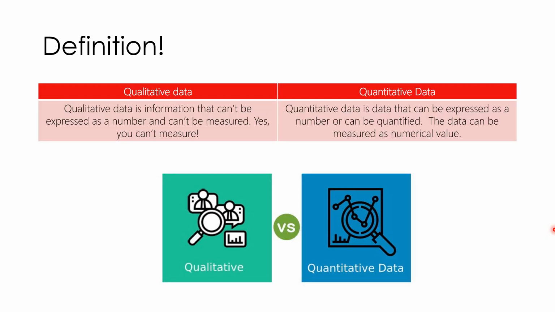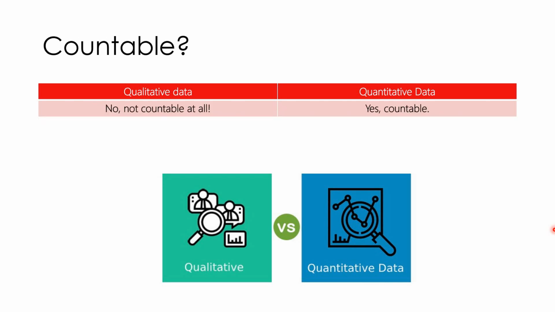First, let's differentiate them with respect to definition. Qualitative data is all about information which cannot be expressed as a number and you cannot measure it. I reiterate, you cannot measure it. But quantitative, on the other hand, you can express as a number and you can measure it. The number can be measured as a numerical value. So you are free to measure it. Qualitative, you cannot measure. Quantitative, you can measure.